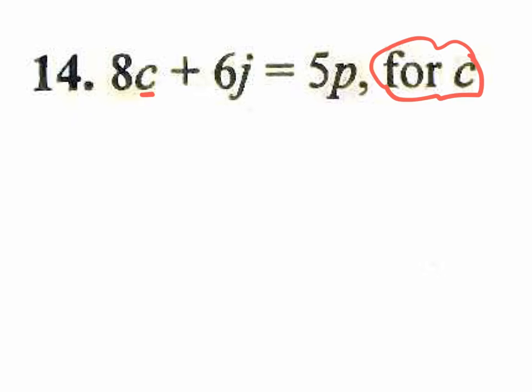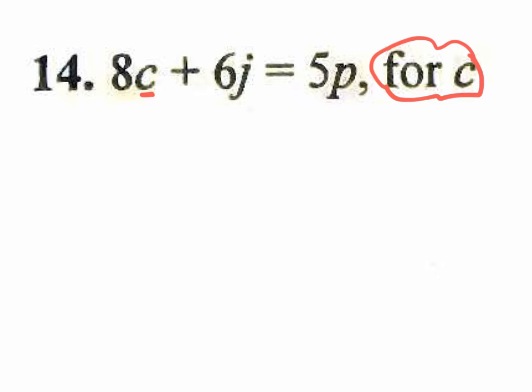Here's C, right? This is the movie star. That's the most important thing that we want. We want to isolate C. We need to get rid of the 8 and the 6J. The question is, which one's first? The 6J, right? So let's get rid of 6J.